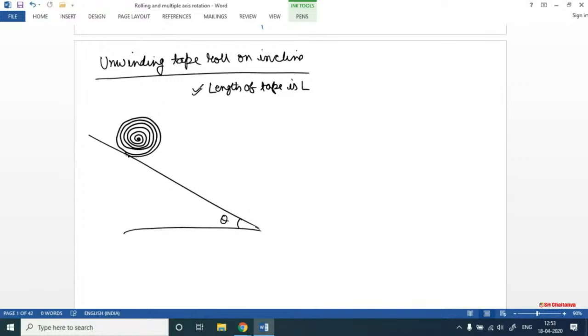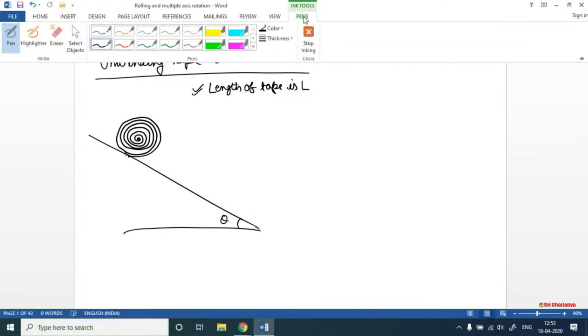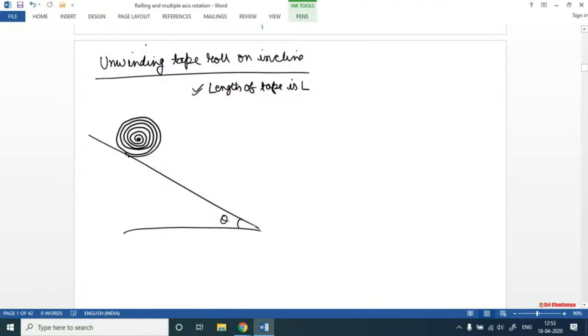The idea here is that this wound tape, we can assume its mass distribution is very similar to that of a solid cylinder. So its moment of inertia would be nothing but mr square by 2. So the value of k square by r square in this case is going to be equal to 1 by 2.